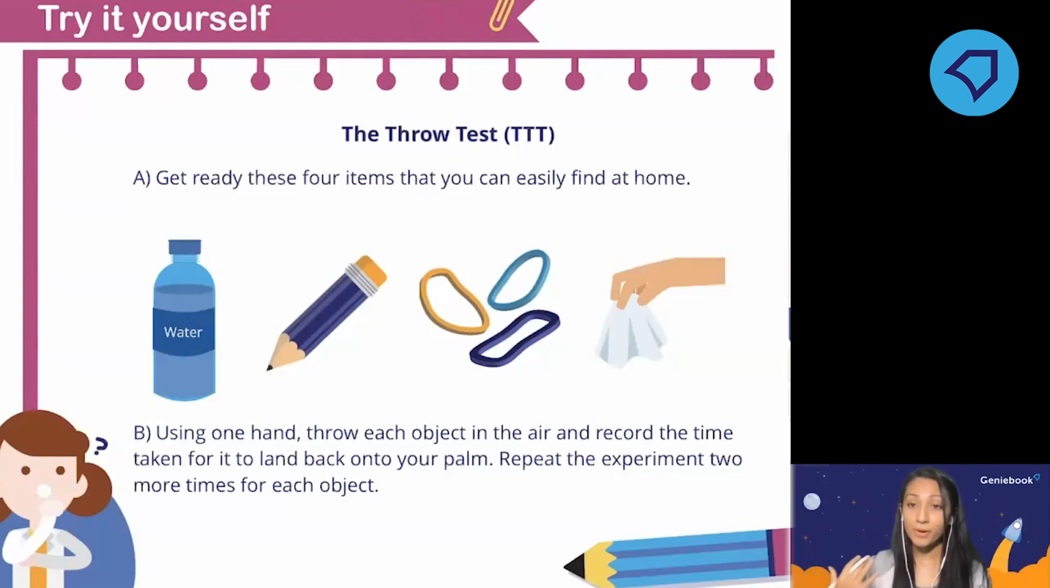So what we have in the experiment, just to do a recap, I asked you to conduct this experiment on 4 items that you can find easily at home: an empty water bottle, a pencil, an elastic band, and a piece of tissue.